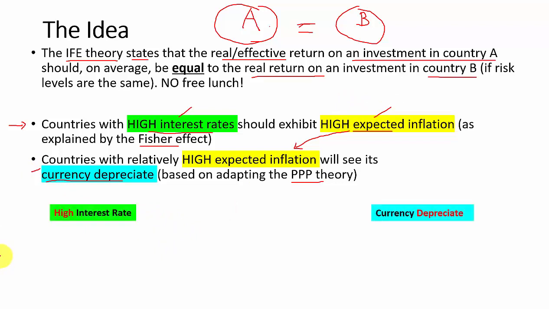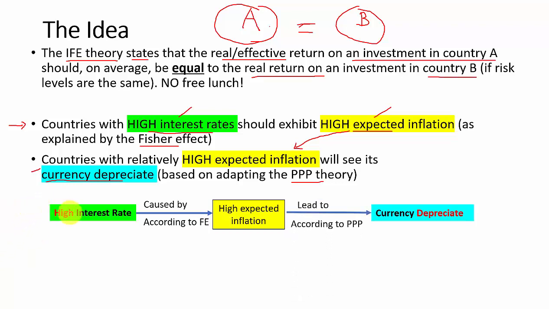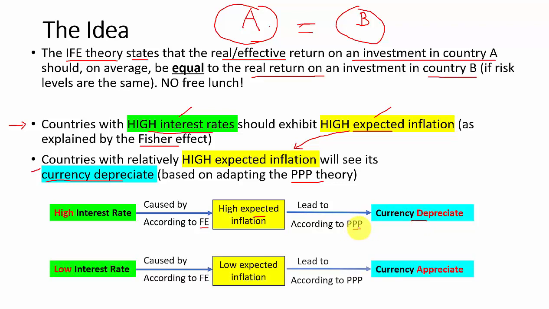The flow chart here just repeats what I just discussed. High interest rate suggests high expected inflation according to the Fisher effect. High expected inflation leads to currency depreciation according to purchasing power parity. And similarly, over here you have the flow chart for low interest rate and the currency appreciating, and the middle step is low expected inflation. So you can see that the international Fisher effect works closely with purchasing power parity.